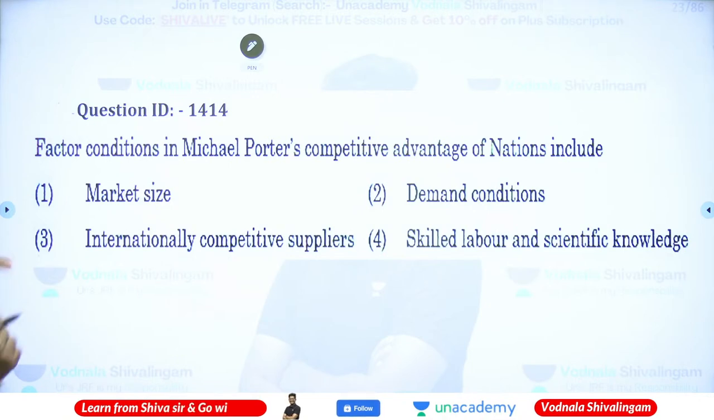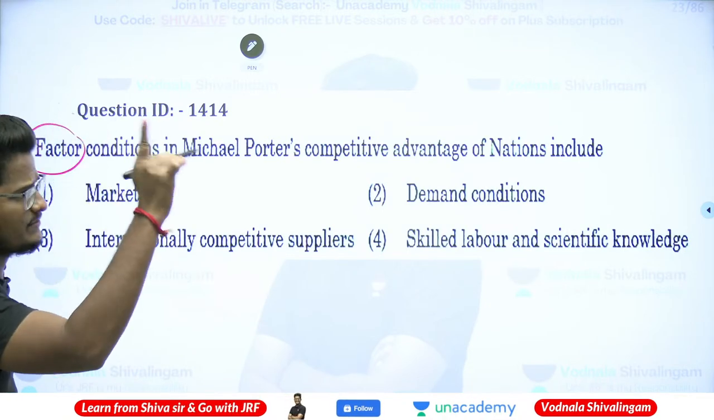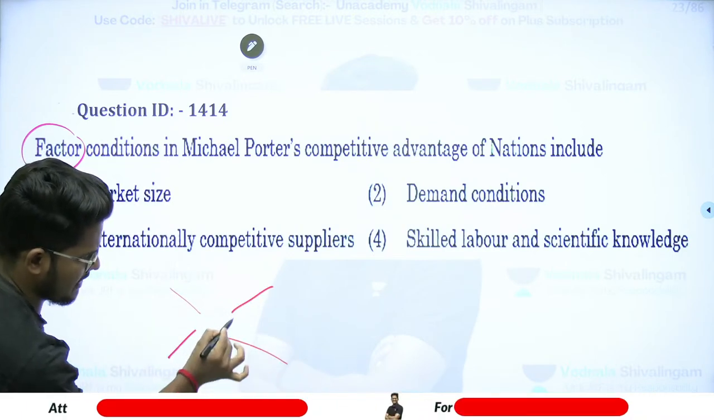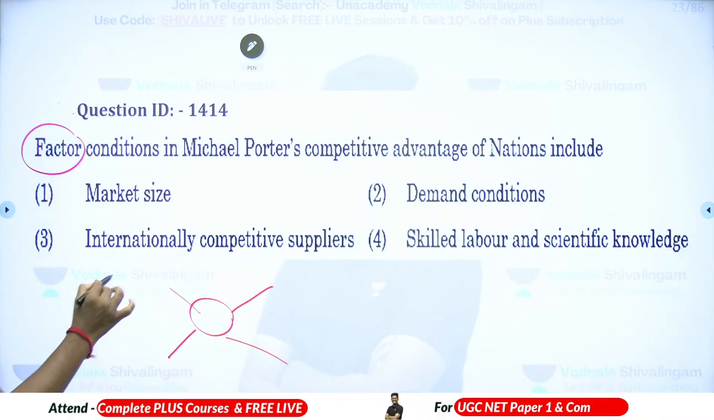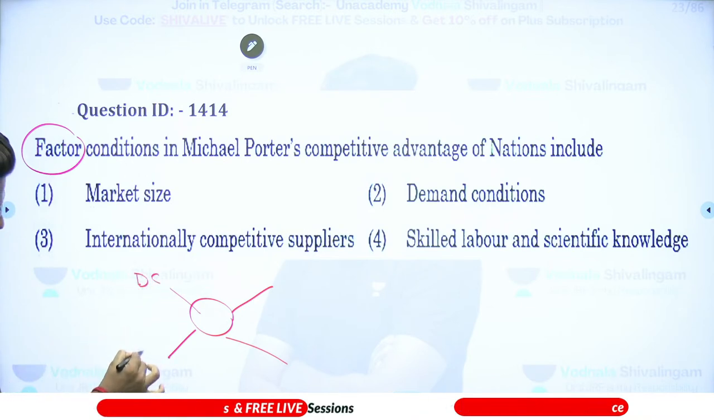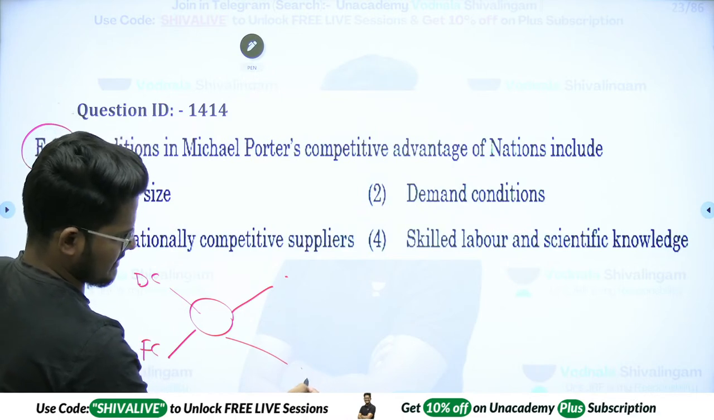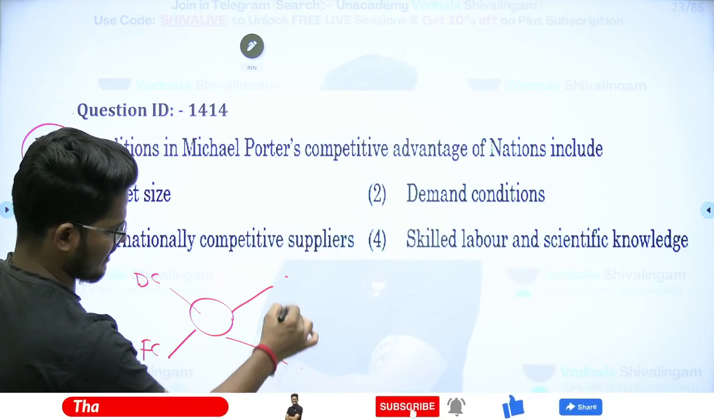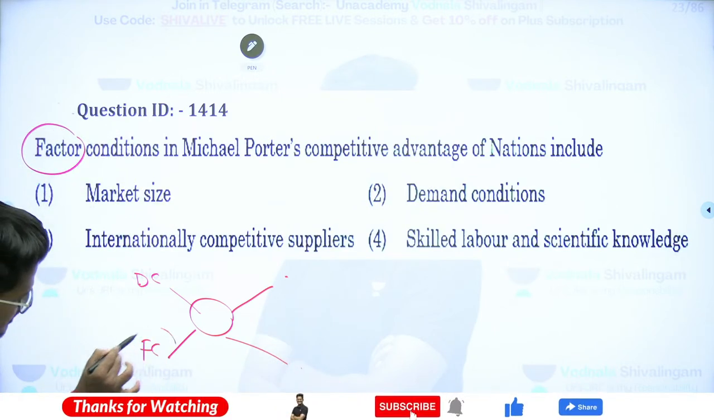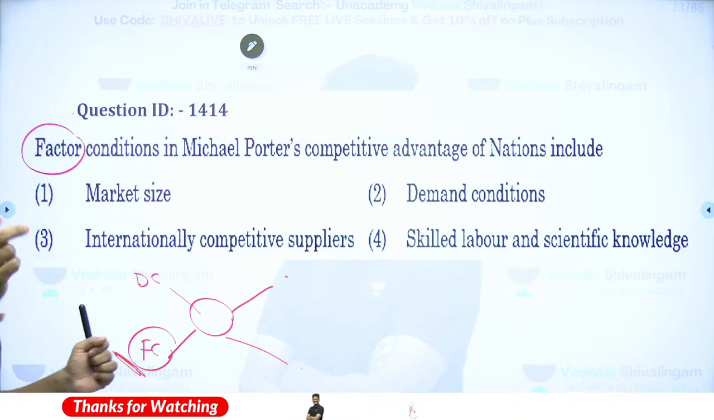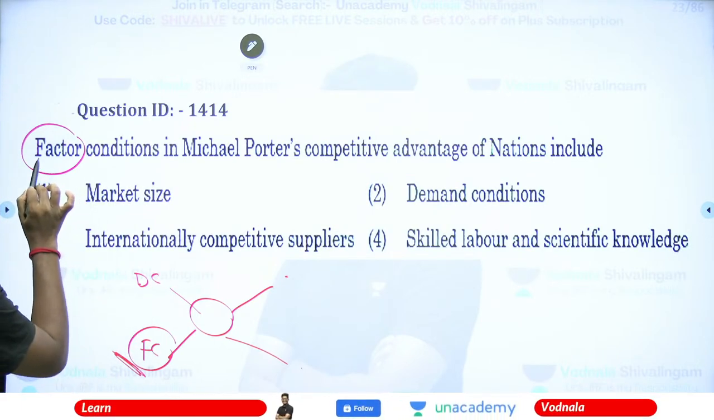Bhaiya, carefully, factor condition is one of the four elements of national competitive advantage. Four are there, na? Demand condition, factor condition, firm strategy and rivalry, as well as related and supporting industries. Out of those four, what elements will come under the factor condition? Look at this statement very carefully. This is a specific question which made us do the mistake.